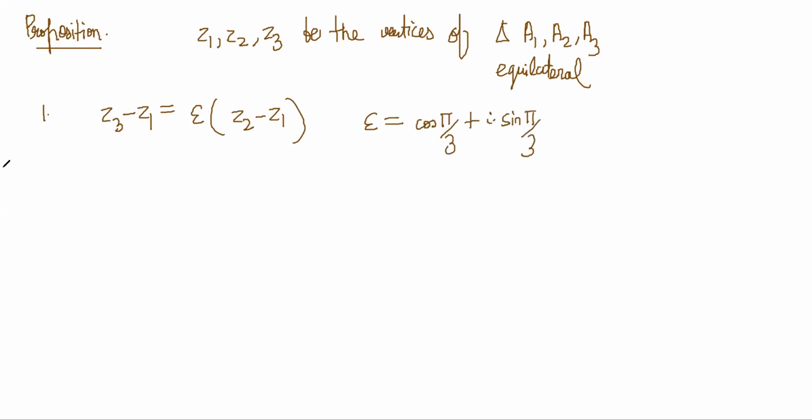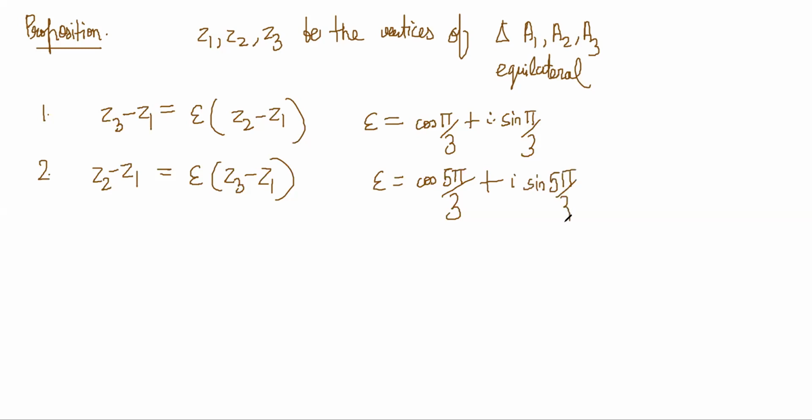This is obvious. Second is Z2 minus Z1 is equal to epsilon into Z3 minus Z1, where epsilon is cos 5 pi by 3 plus i sine 5 pi by 3. As soon as you draw a triangle, you will understand that these are correct. Z1, Z2, Z3. So what is Z3 minus Z1 and Z2 minus Z1? So he's saying this angle is 60 degrees, right? That is the statement.